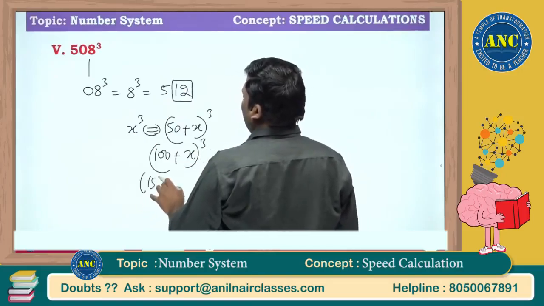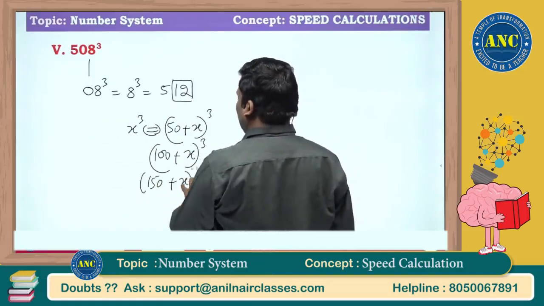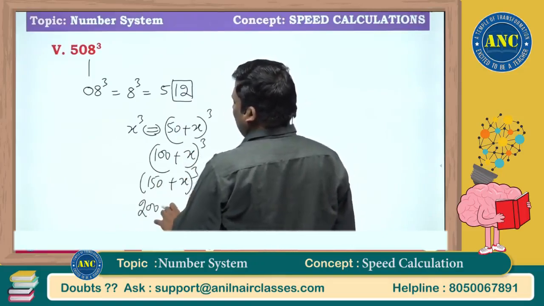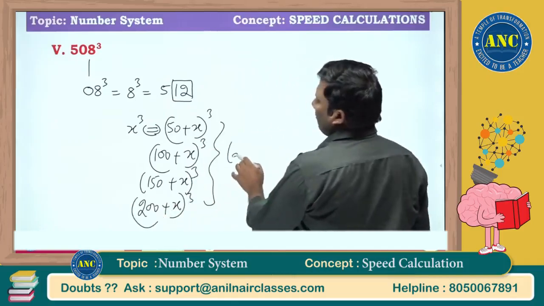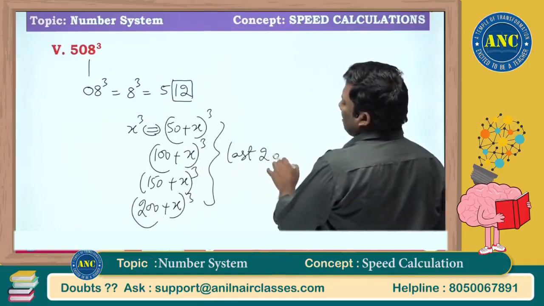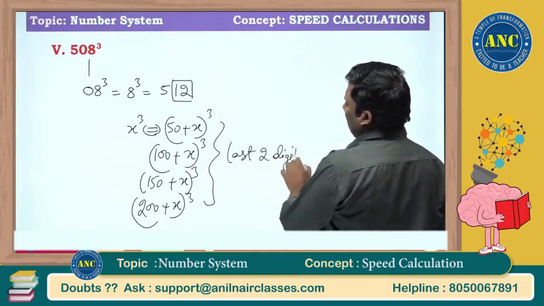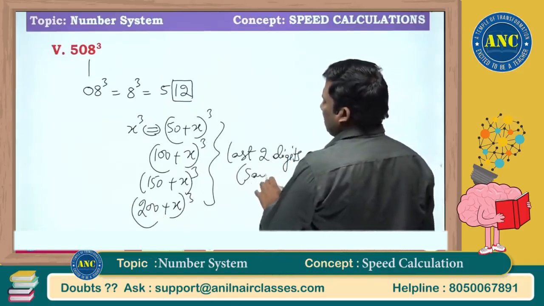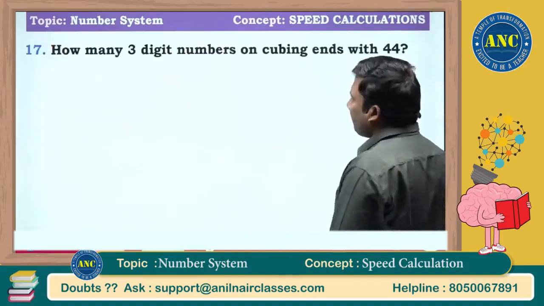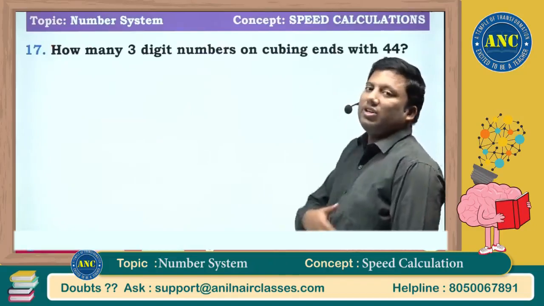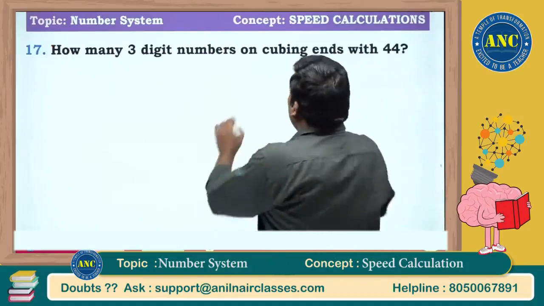It can also be 150 plus X whole cube, or 200 plus X whole cube. In all the cases, the last two digits will be the same. Idea clear? Next one.